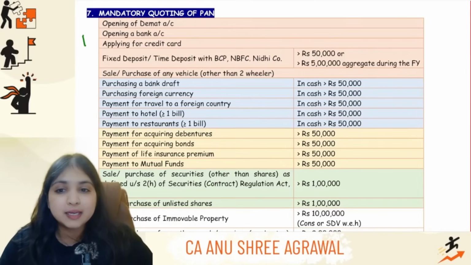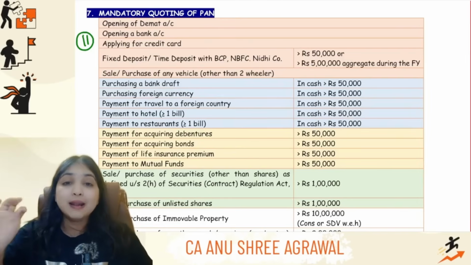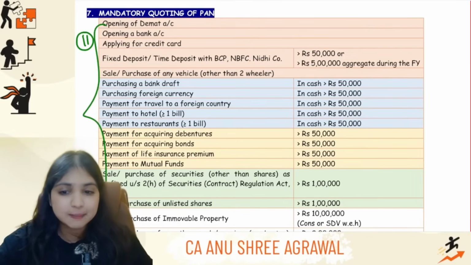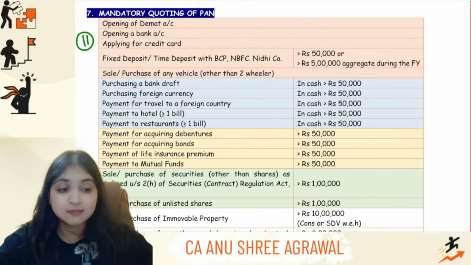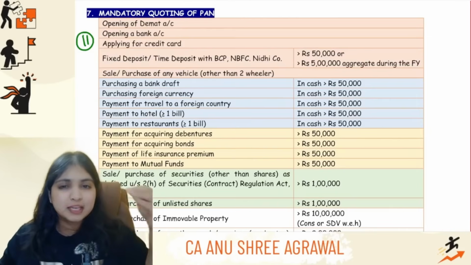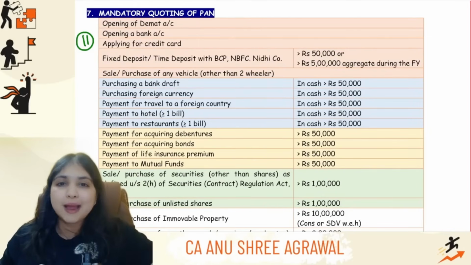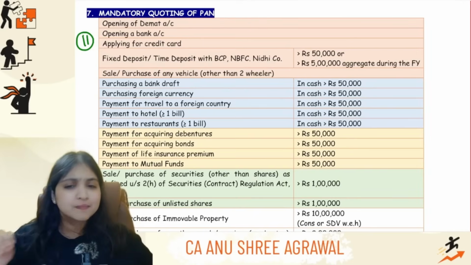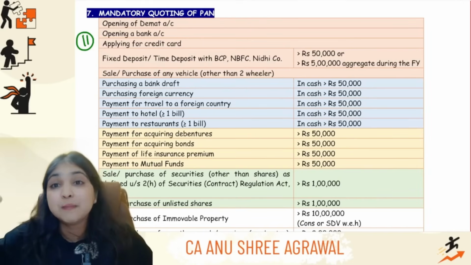This is about mandatory quoting of PAN. Your PAN number, your permanent account number, has to be mandatorily quoted in some transactions. These transactions, guys, if they come in the examination, they will be straightforward theory questions. Like they'll give you 4 transactions and they'll ask you whether PAN has to be quoted or not. Okay, it will be like straightforward pocketing of 4 marks. No major concept over here, it's just memorizing the numbers.